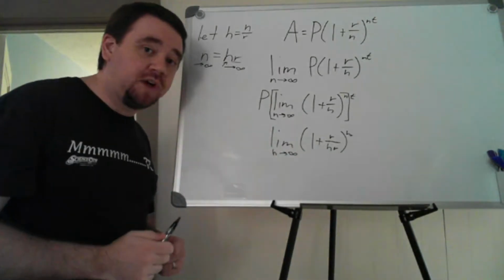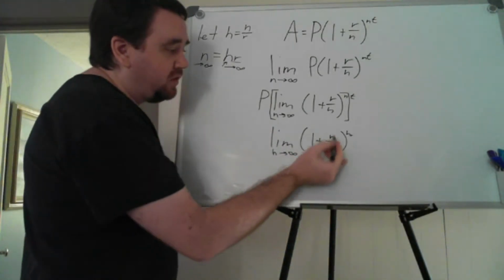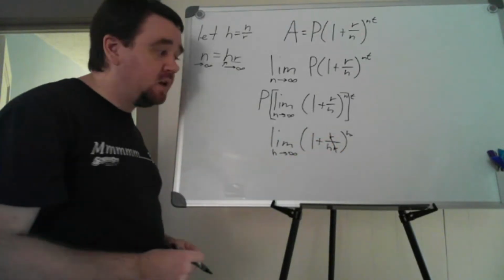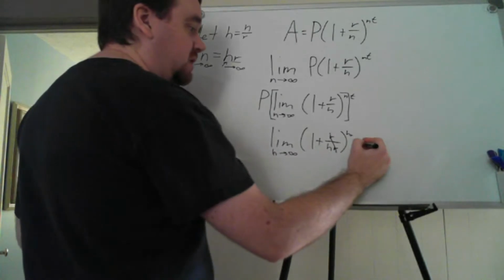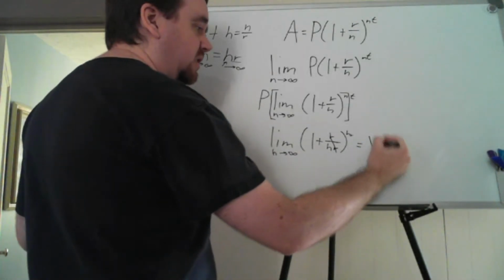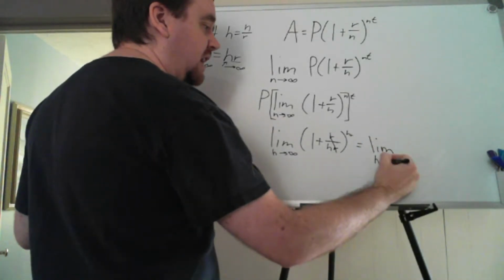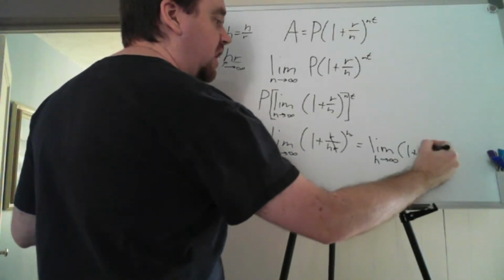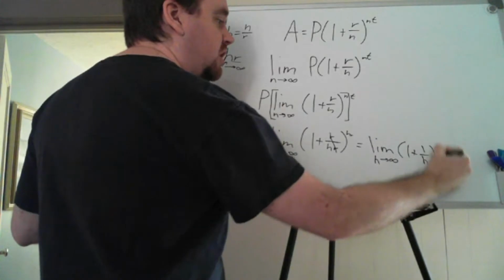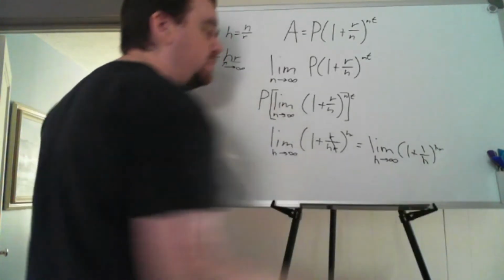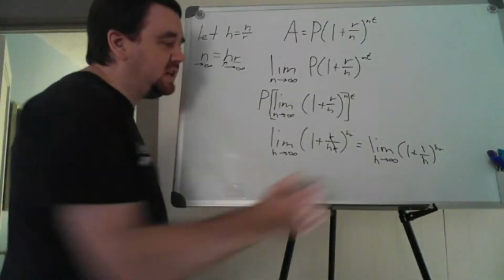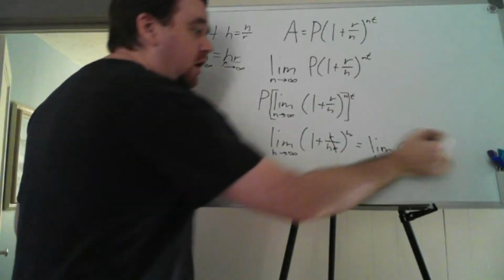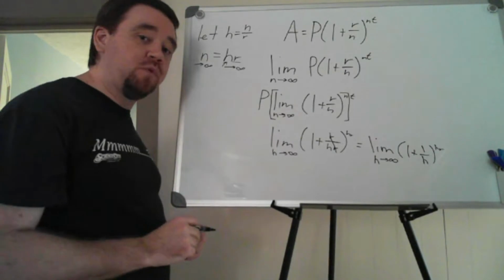And now we simplify. Inside my parentheses I've got an r on top and an r on bottom. They just cancel out. And so this leaves me with the limit as h approaches infinity of 1 plus 1 over h to the power of hr. But I notice that's really not a lot different than what I had here when I had nt. That r is now on the outside, and I can separate it out.